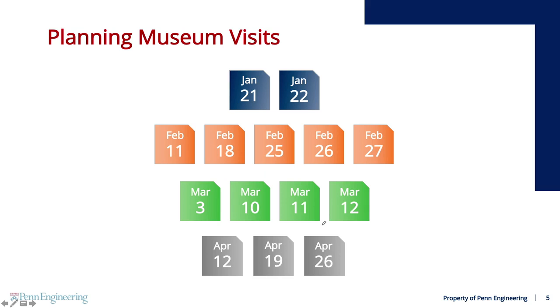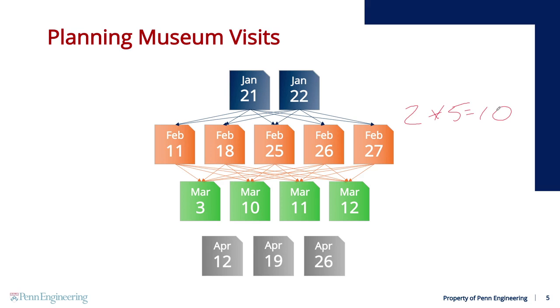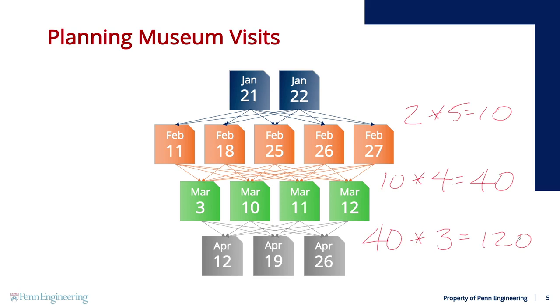So for these 4 months, how many combinations are there? As we just saw, for January and February, there are 2 times 5 equals 10 combinations. For each of those 10, there are 4 options for March. So now we have a total of 10 times 4 equals 40 combinations. And for those 40, there are 3 options for April, which brings us to 40 times 3 equals 120.